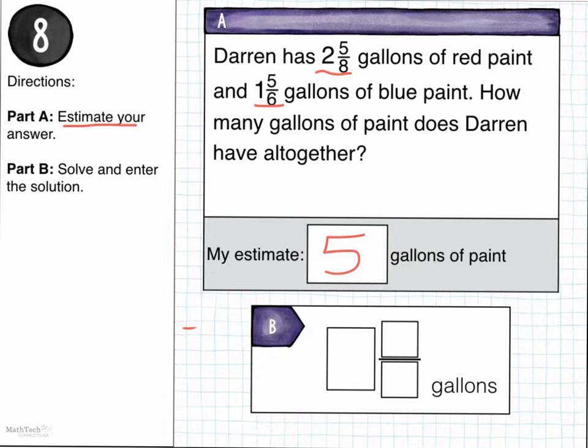But now we have to take a look back at part B and solve the problem. So I have 2 5/8. And we're going to add 1 5/6.